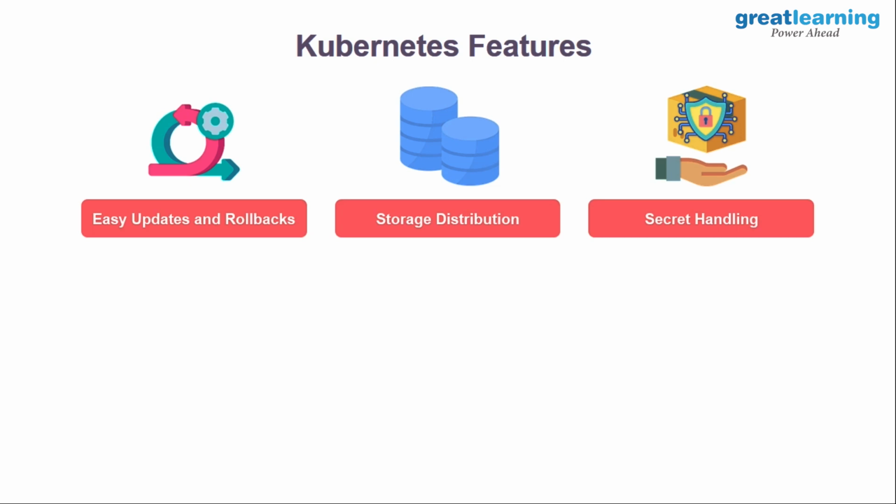So there are things like SSH keys, your passwords, your authorizations, tokens, and all of those different things. So you have a secret handling feature of Kubernetes that allows you to easily and safely manage all of the different sensitive information, or secrets.